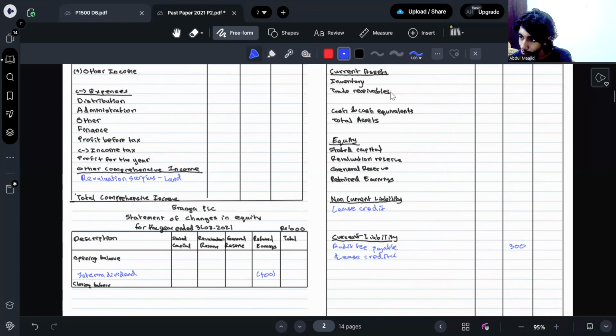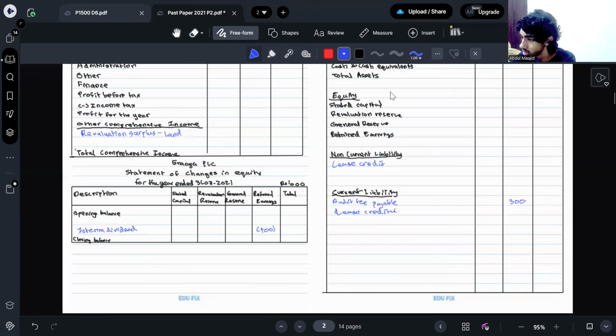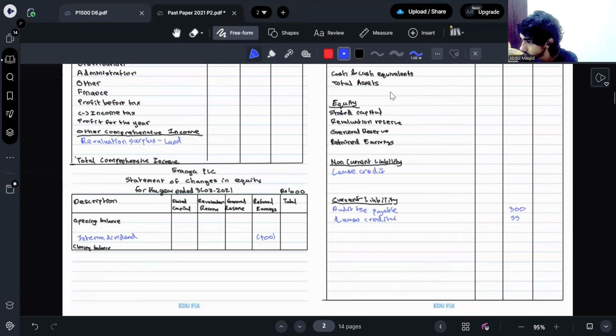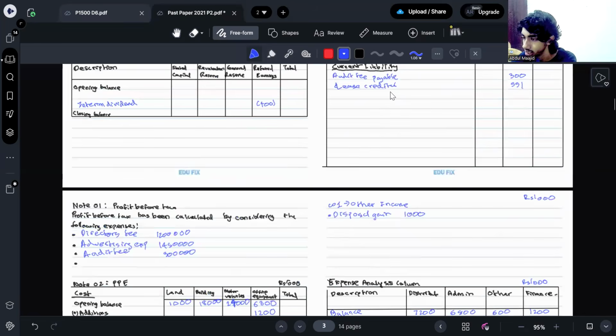The closing liability amount, you can directly divide it as current and non-current. So don't mix up the current and non-current liability here. Be careful about that. Current liability is 551. Non-current liability 2449. It was 2449, right? Yeah. Okay. Then next.